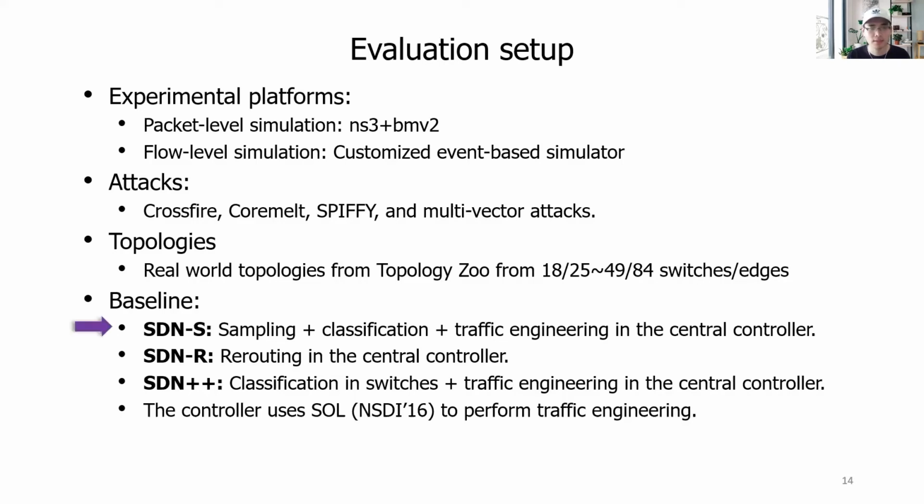The first baseline is SDN sampling, which performs sampling, classification, and traffic engineering in the central controller. The second one is SDN routing, which only performs routing in the central controller blindly without traffic classification. The last baseline is SDN++, in which we give extra capability to SDN switches so that they can perform classification in the switch directly. Traffic engineering is still done in the central controller. In all cases, we use SOL, the state-of-the-art traffic engineering tool for SDN systems, to perform traffic engineering.